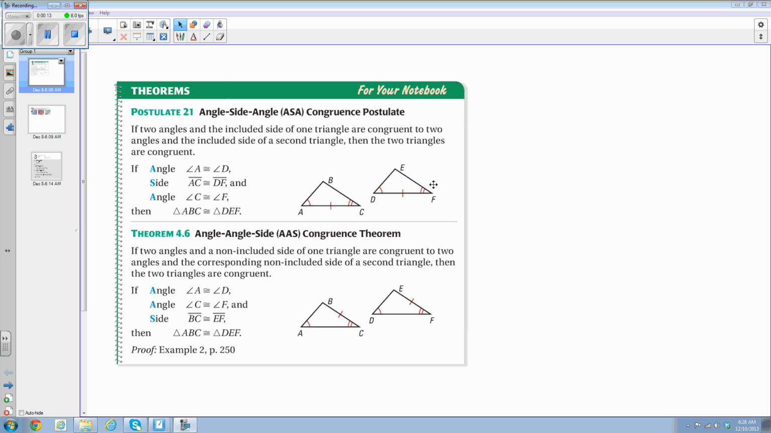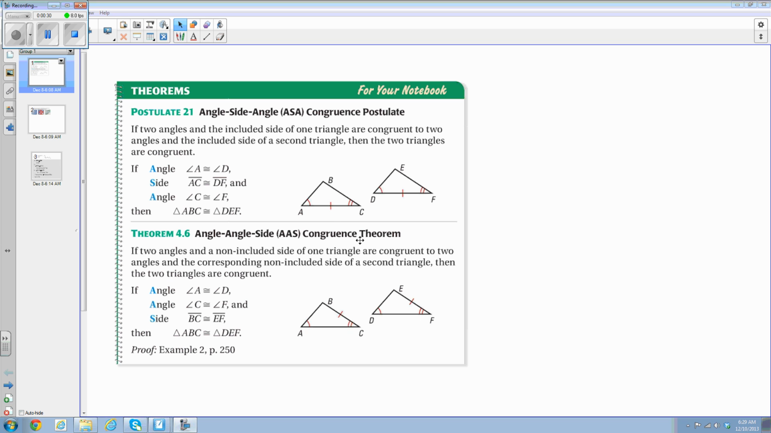So, angle-side-angle is kind of like side-angle-side, but you're swapping out the sides for the angles. If two angles and the included side of one triangle are congruent to two angles and the included side of a second triangle, then the two triangles are congruent.